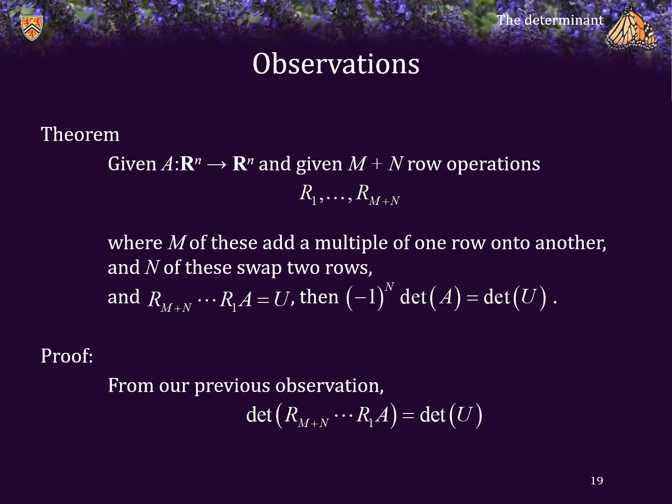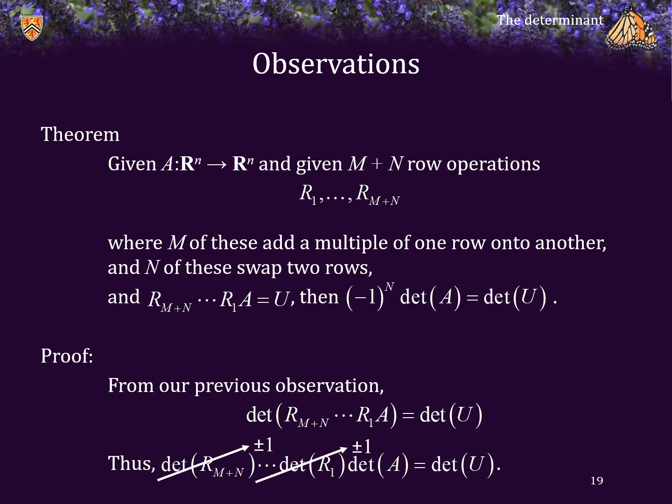Proof. From our observation, if U is equal to a product of matrices, then the determinant of that product of matrices is equal to the determinant of U. Thus, the determinant of U is equal to the product of the determinants of these matrices. However, the determinant of each of the row operations we've discussed here is plus or minus 1.